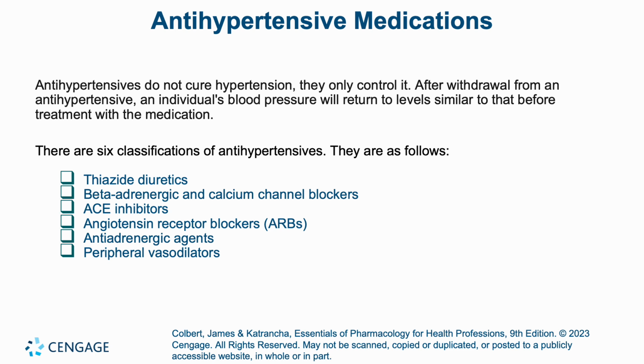There are 6 classifications of antihypertensive. These are as follows. Your thiazide diuretics, which we spoke about in the renal lecture. Your beta-adrenergic and calcium channel blockers. ACE inhibitors. Angiotensin receptor blockers, or ARBs. Anti-adrenergic agents, and peripheral vasodilators.